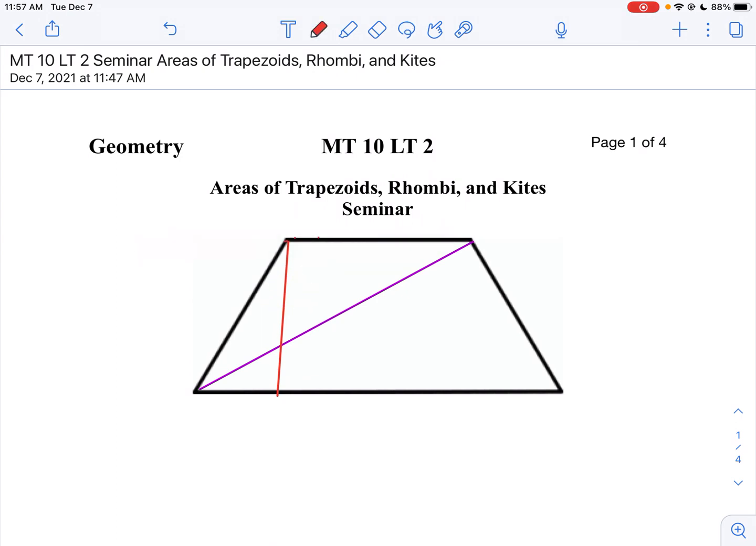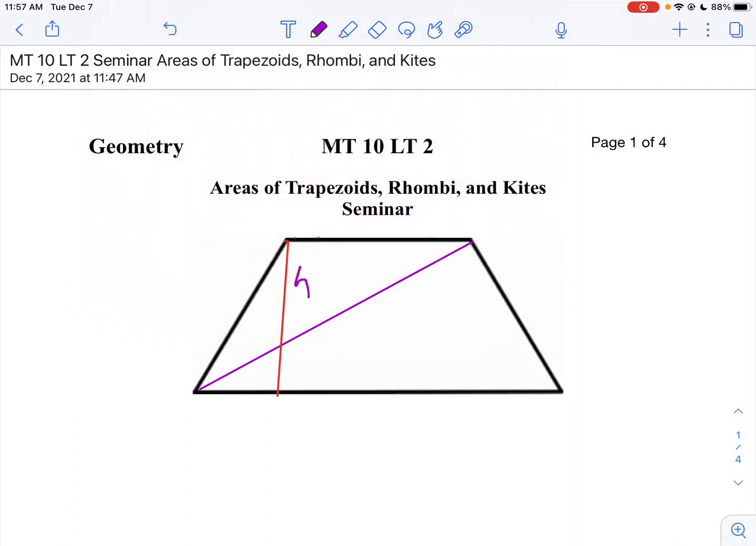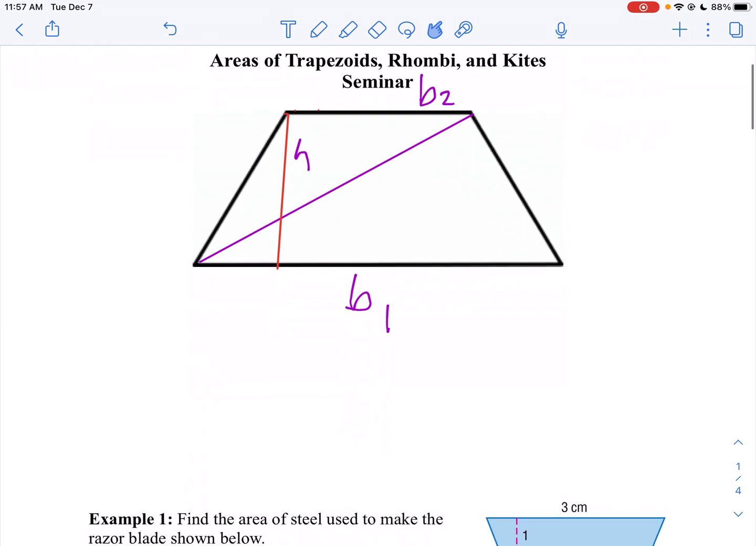Let's call my height h. That should make sense. And then I'll call the bottom base 1 and the top base 2. So to find the area of the top triangle, it's 1/2 base times height. So it's 1/2 times base 2 times h.